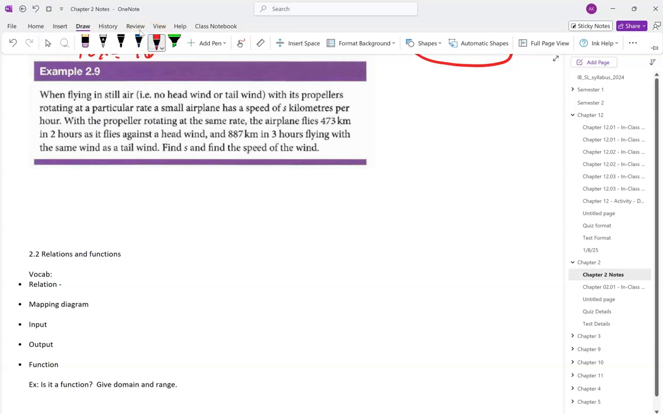All right, when flying in still air, i.e. no head or tailwind, with its propellers rotating at a particular rate, a small airplane has a speed of s kilometers per hour. With the propellers rotating at that same rate, the airplane flies 473 kilometers in 2 hours as it flies against a headwind, and 887 kilometers in 3 hours with the same wind as a tailwind. Find S and the speed of the wind.